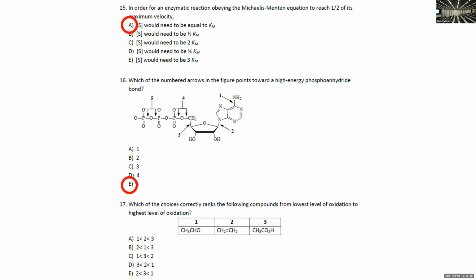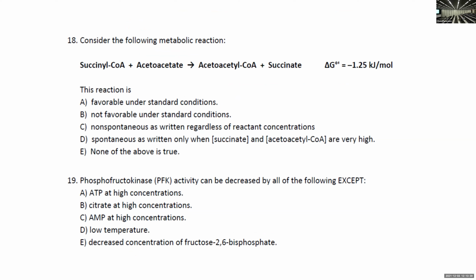Number 17, it's B. It's all about carbon hydrogen bonding versus carbon oxygen bonding, and their numbers. Number 18. Hopefully this is easy enough for you. It's just looking at the delta G naught prime value, and that's it. Number 19. Phosphofructokinase is important for the checkpoint, right? And also it has the allosteric regulation there. The answer is C.